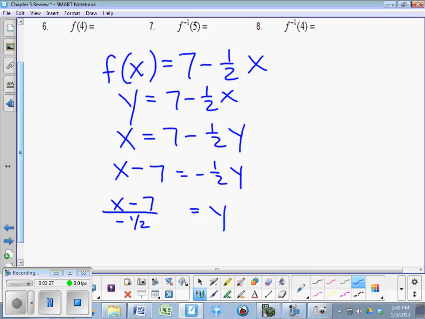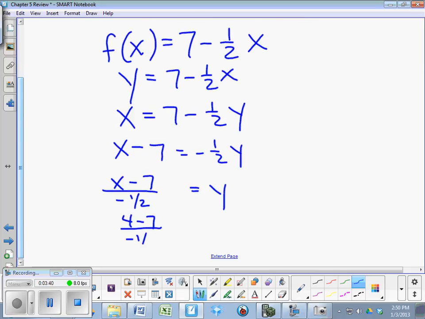Regardless, how would we now find f inverse of 4? What would we plug in here? 4. What's 4 minus 7? Negative 3 divided by negative 1 half is 6. You'll get 6. That concludes that problem.